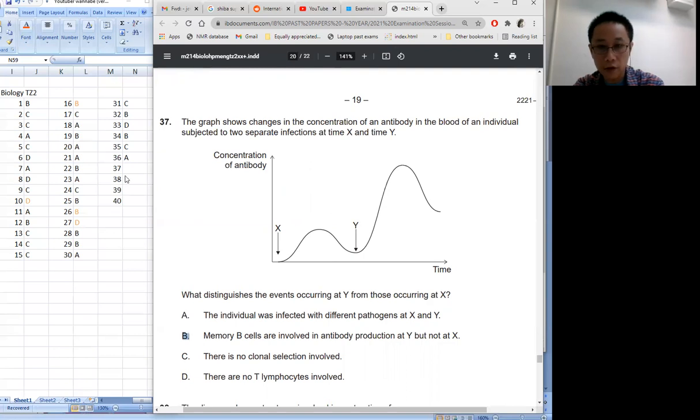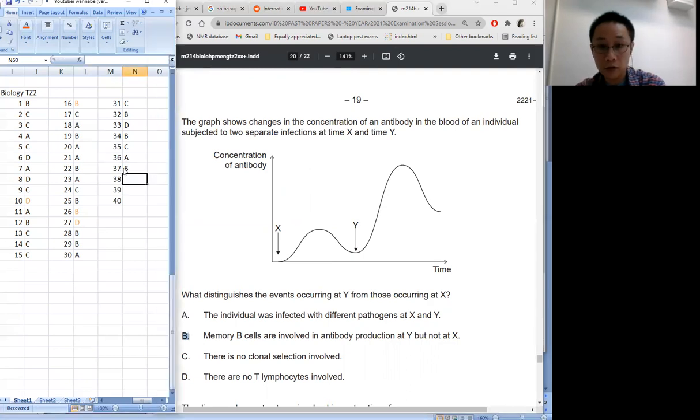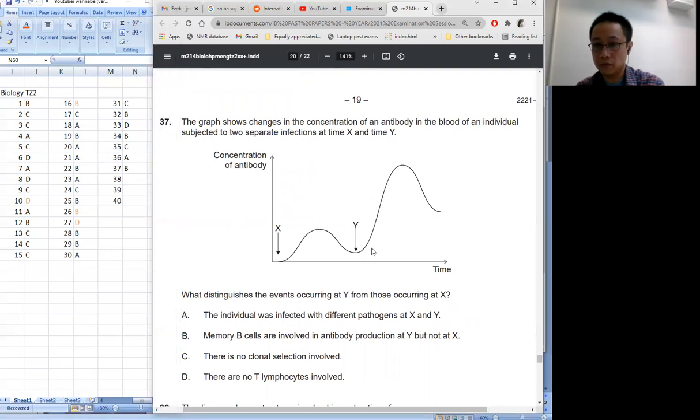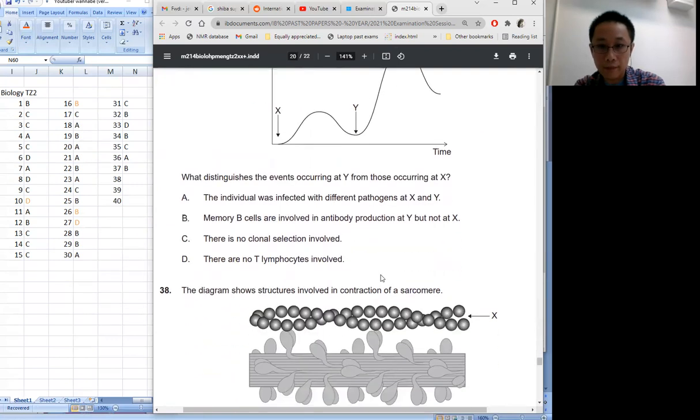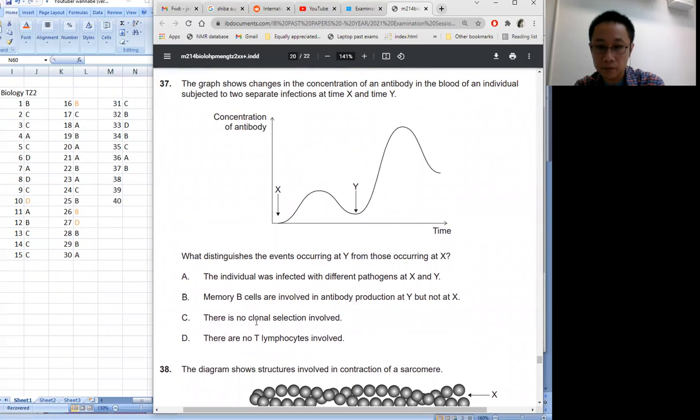B looks highly legitimate. In the first infection, there are no memory cells yet. In a future infection, the memory cells are there. And that's also the principle of vaccination, like COVID vaccinations these days. Yeah, the rest is just wrong.